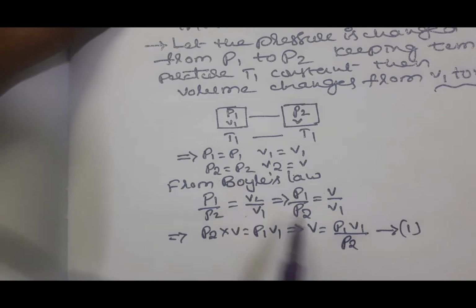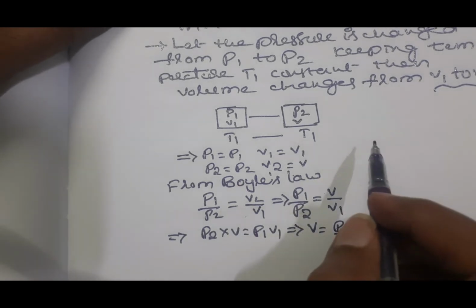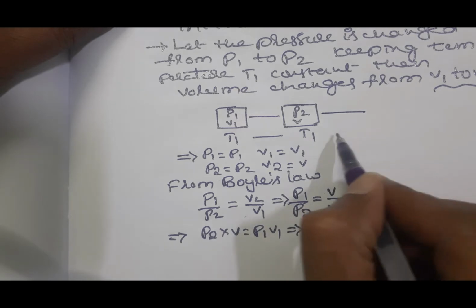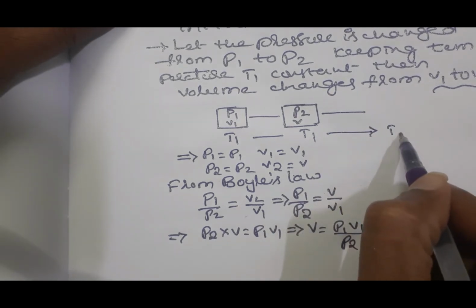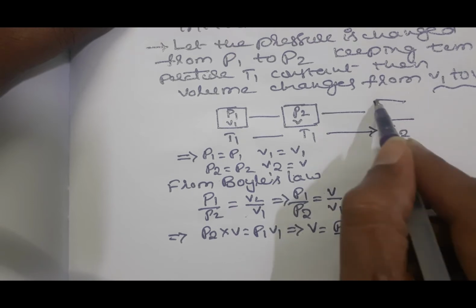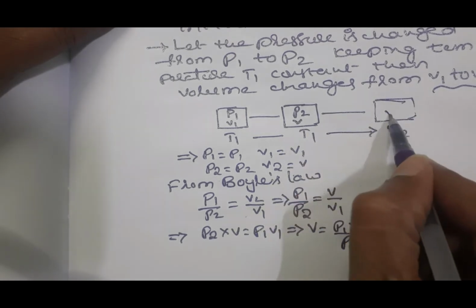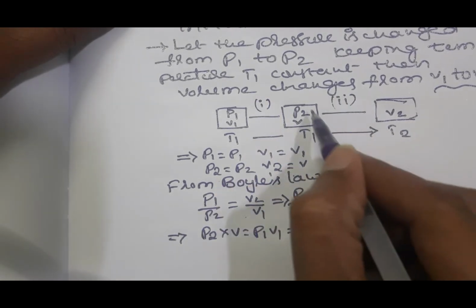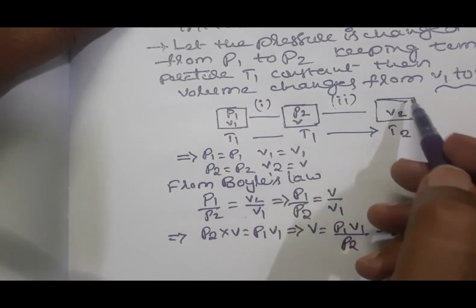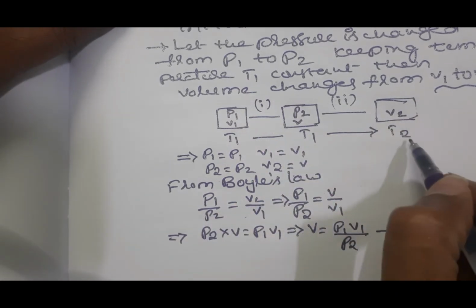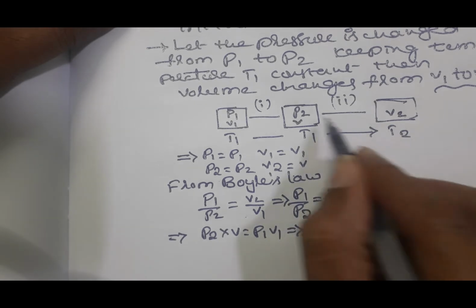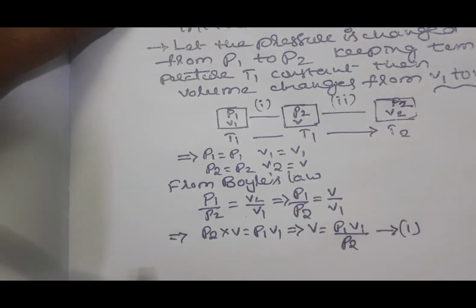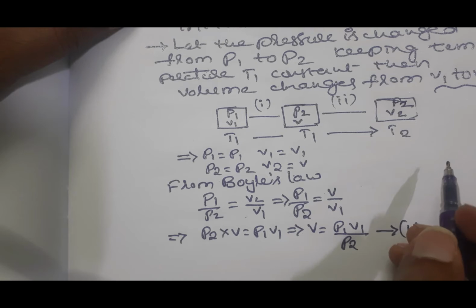So that is from Boyle's law. Now we are keeping the pressure constant and changing the temperature of the gas, from T1 to T2. Then the volume of the gas changes, from V to V2. This is case 2. In the first case we applied Boyle's law. For this part we are applying Charles' law. Here the temperature is changed from T1 to T2, but the pressure is not changed. So the pressure is P2, no change.